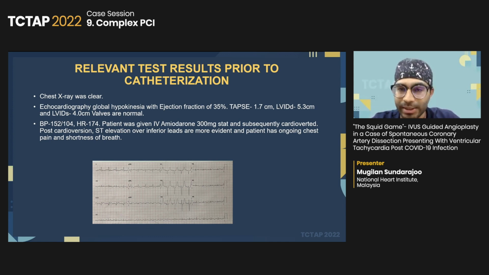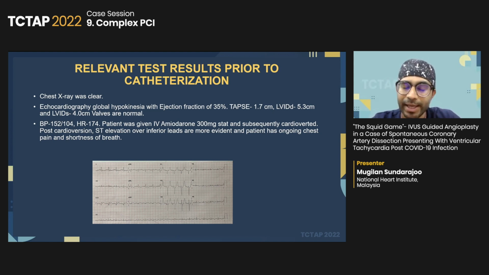Echocardiography revealed a low ejection fraction of 35%, somewhat good RV function, and also BP slightly on the higher side, 152/104, and the patient was tachycardic at 174. So at this juncture, we gave the patient IV amiodarone 300 milligrams stat and subsequently cardioverted.